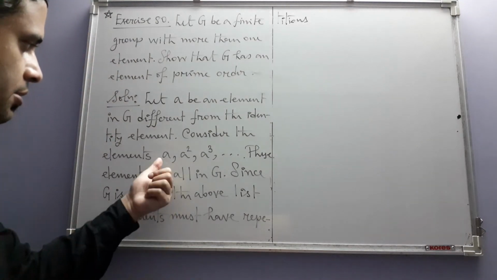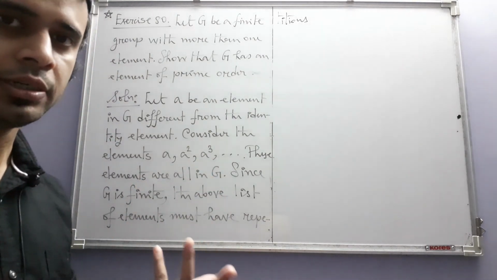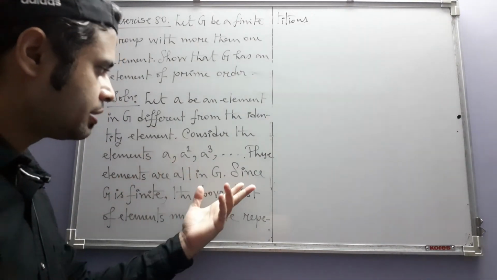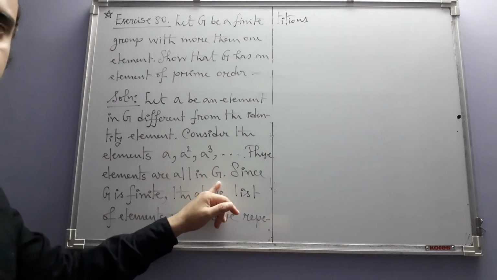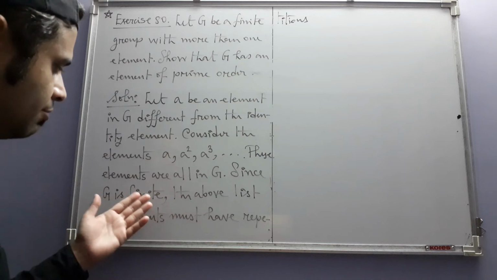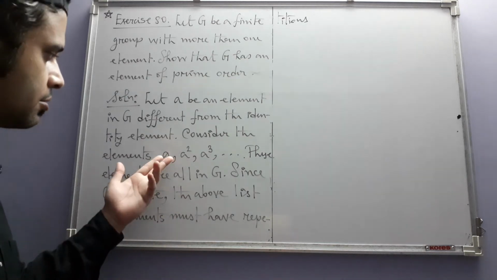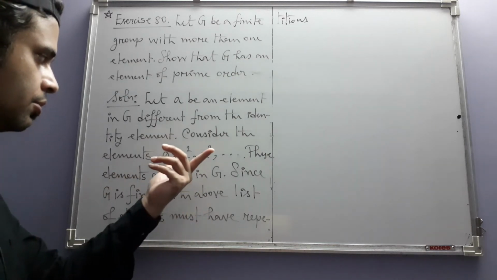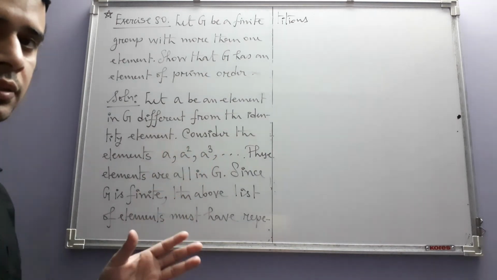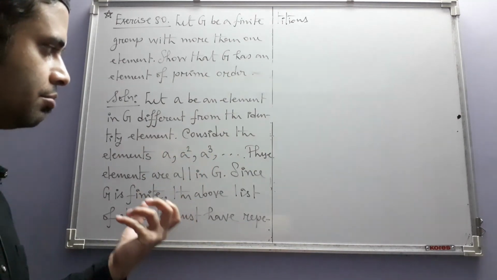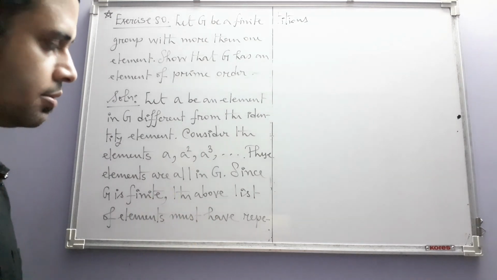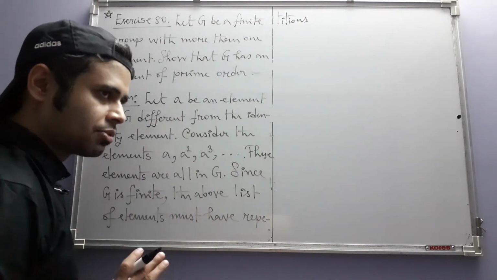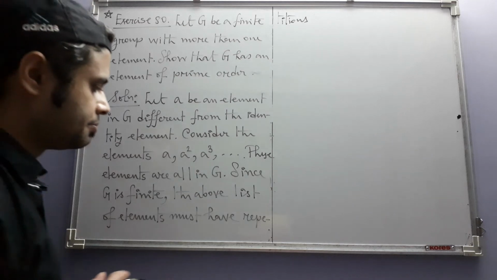That is because all these elements cannot be distinct. If they are all distinct, then we are having infinitely many elements in G, which is not possible because it's given that G is finite, so they cannot be distinct. So two of these powers somewhere have to be equal. In fact, there will be many such repetitions, but there is at least one repetition. We need only one.